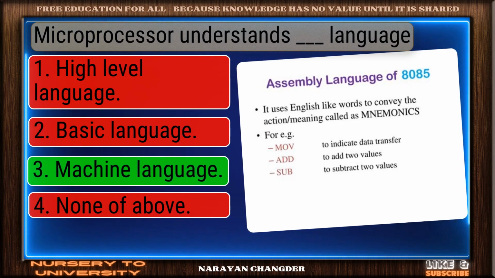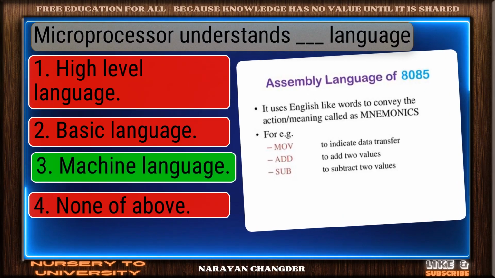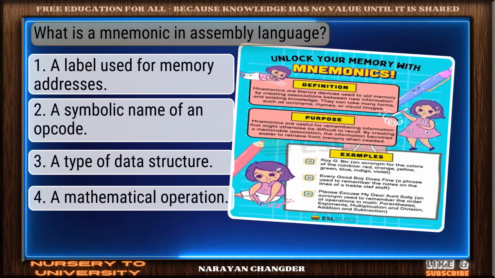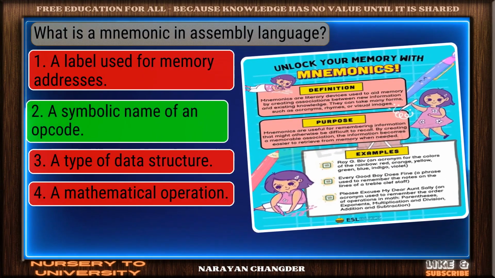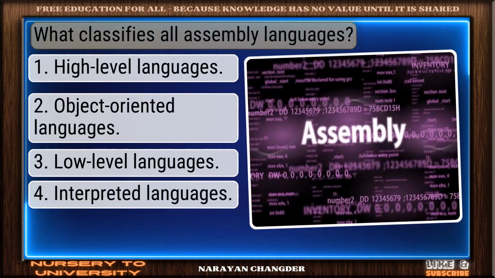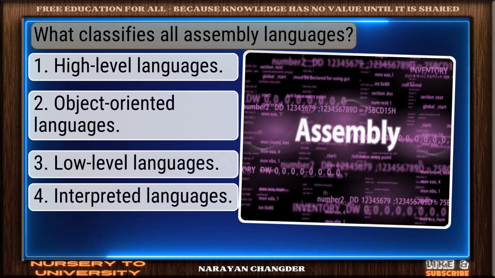Well reasoned. Machine language is the correct choice. Question number 68. What is a mnemonic in assembly language? Strong choice. A symbolic name of an opcode is the right answer. Question number 69. What classifies all assembly languages?